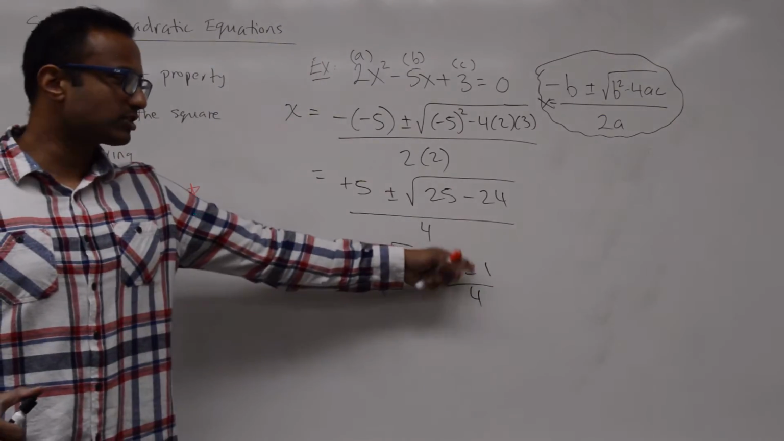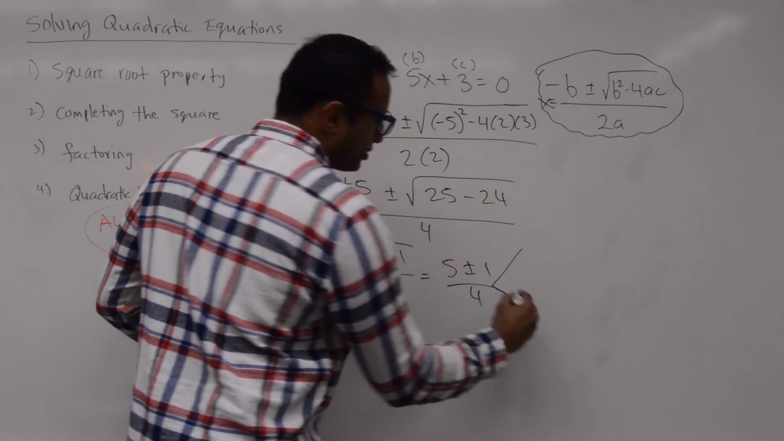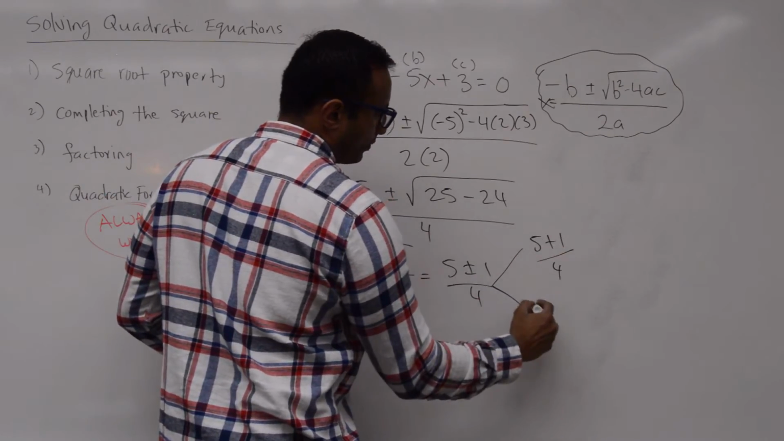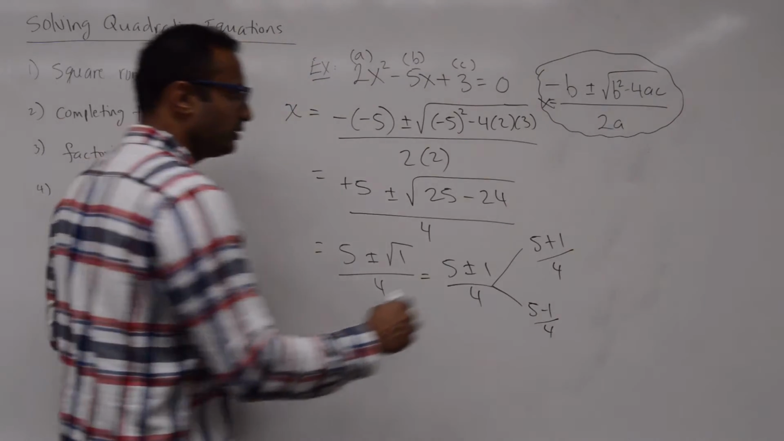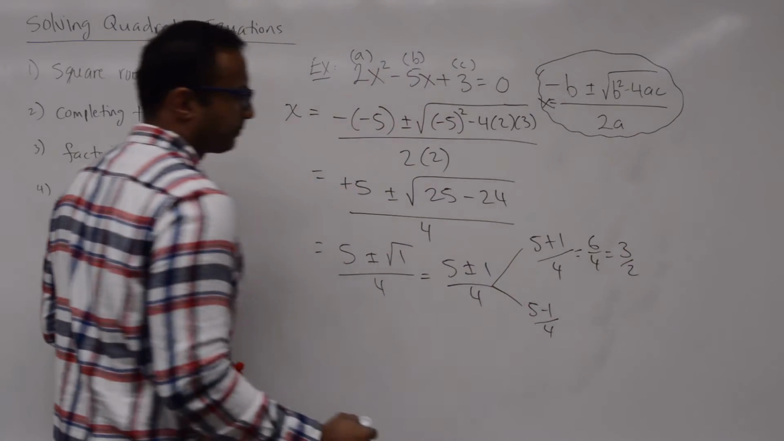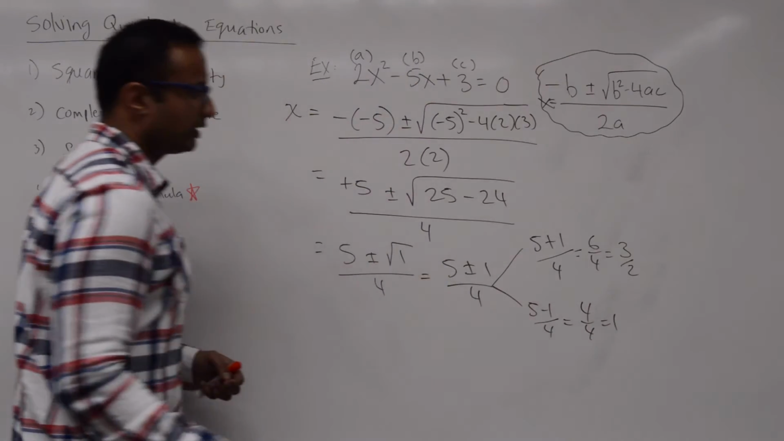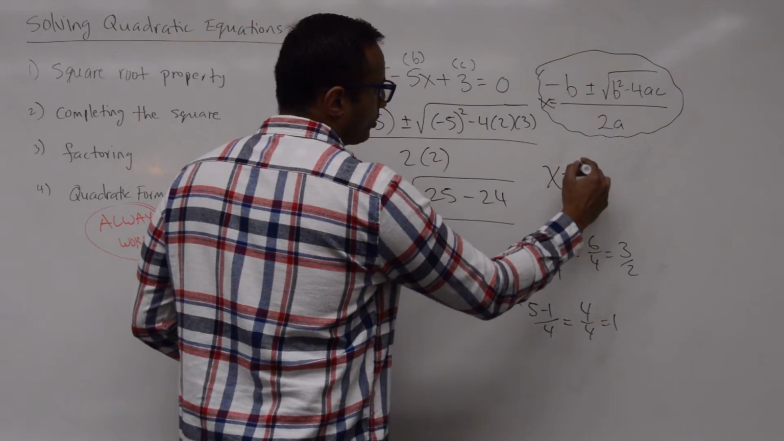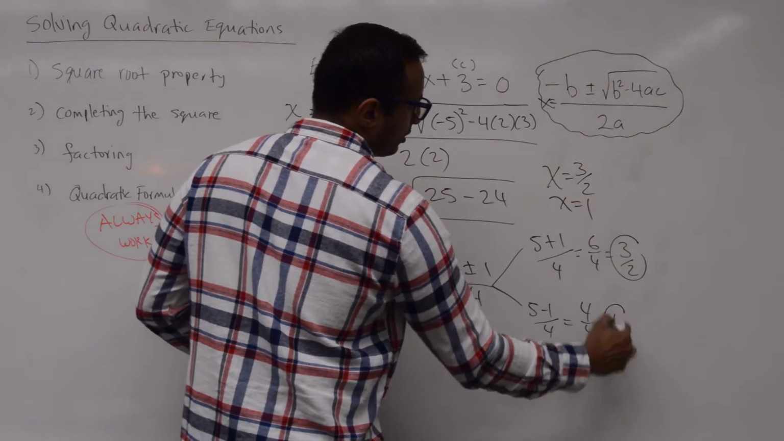So what is this whole plus or minus thing? The plus or minus means we're going to get two different solutions. We're going to get 5 plus 1 over 4, and we're going to get 5 minus 1 over 4. Okay, so 5 plus 1 is 6, and 6 over 4 is equal to 3/2. 5 minus 1 is equal to 4, and 4 over 4 is equal to 1. So our two solutions are x equals 3/2, which is this one, and x equals 1, which is this one.